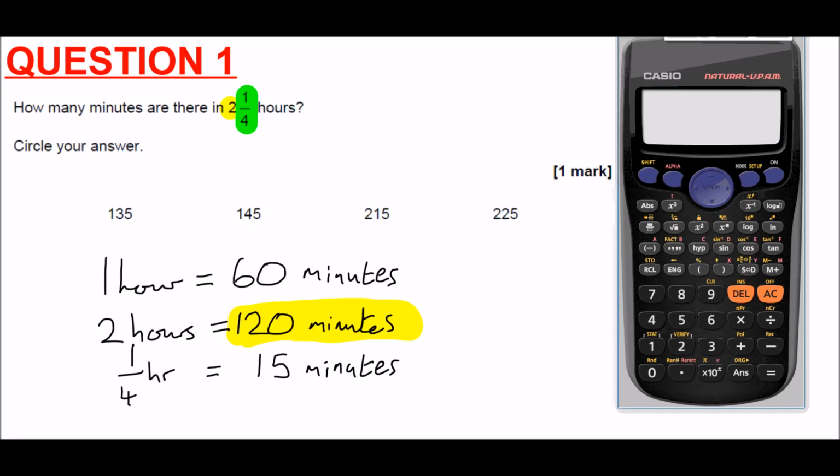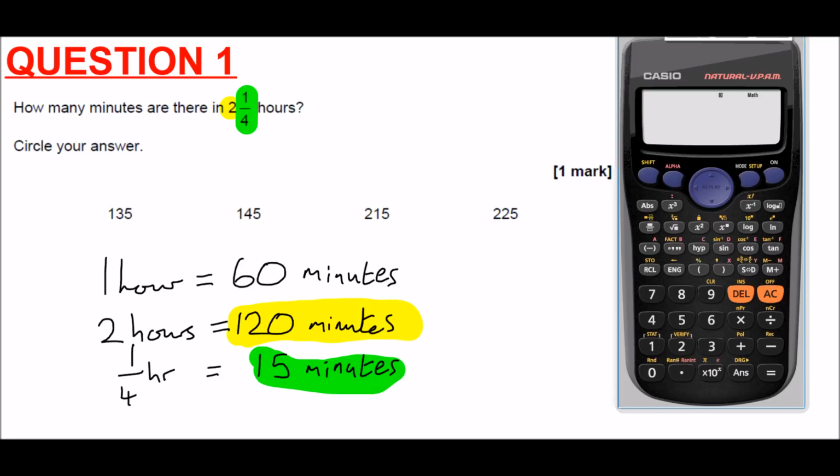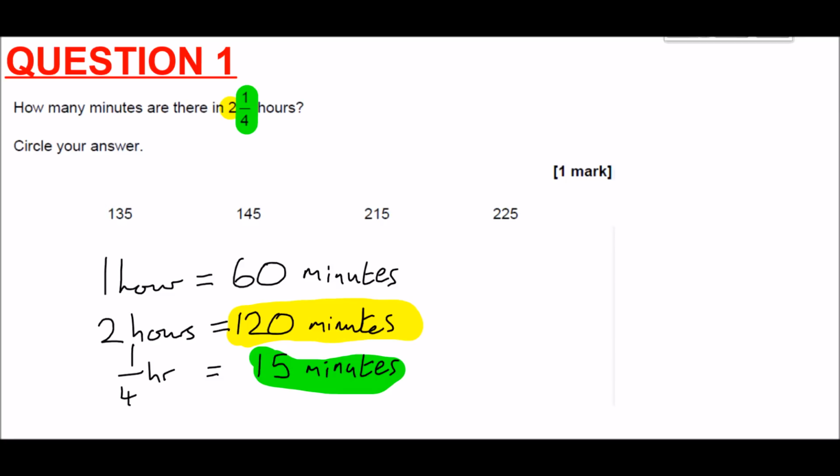And so 2 1/4 hours is 120 minutes, plus 15 minutes for a quarter of an hour. 120 plus 15 comes to 135. So that's one we need to circle. The answer to this is 135.